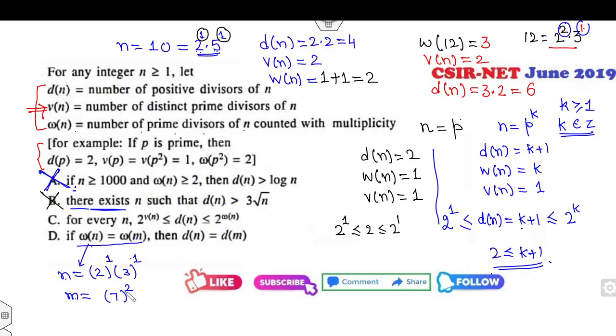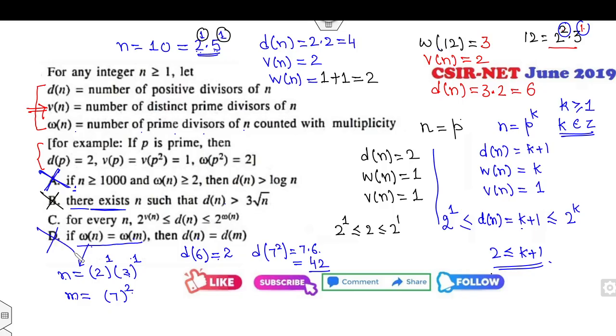W of m is my 2. This equation is satisfied. Then what is n? n is 6. What is d of 6? It is my 2. What is m? 7 square. What is the 7 square? 7 into 6, 42. Both are not equal.